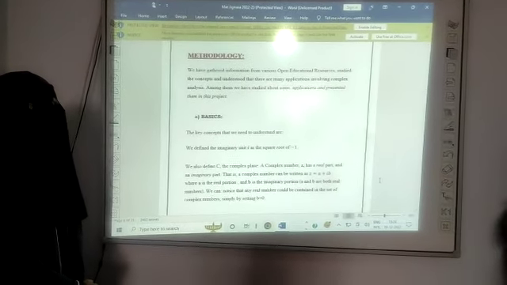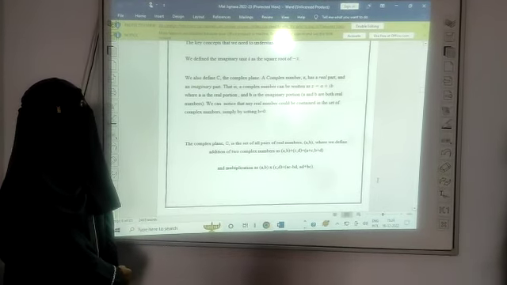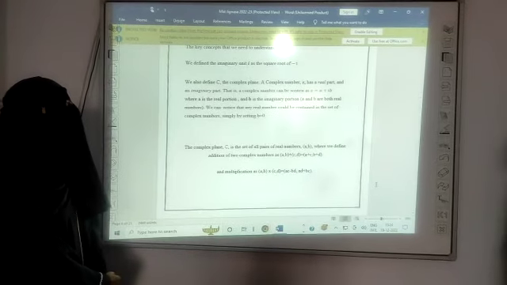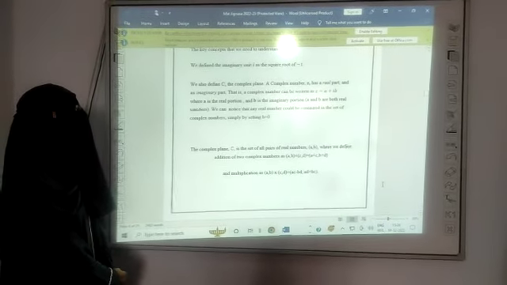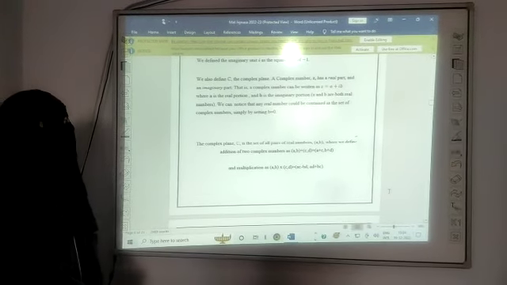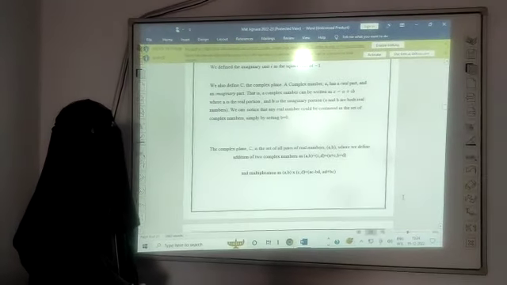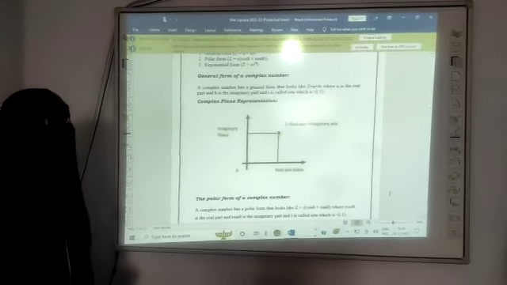Basics. The key concepts that we need to understand: we define the imaginary unit i as the square root of -1. We have also defined C, the complex plane: a complex number has a real part and an imaginary part. That is, a complex number can be written as z = a + ib, where a is the real portion and b is the imaginary portion, and a, b are both real numbers. We can notice that any real number can be written as z = a.